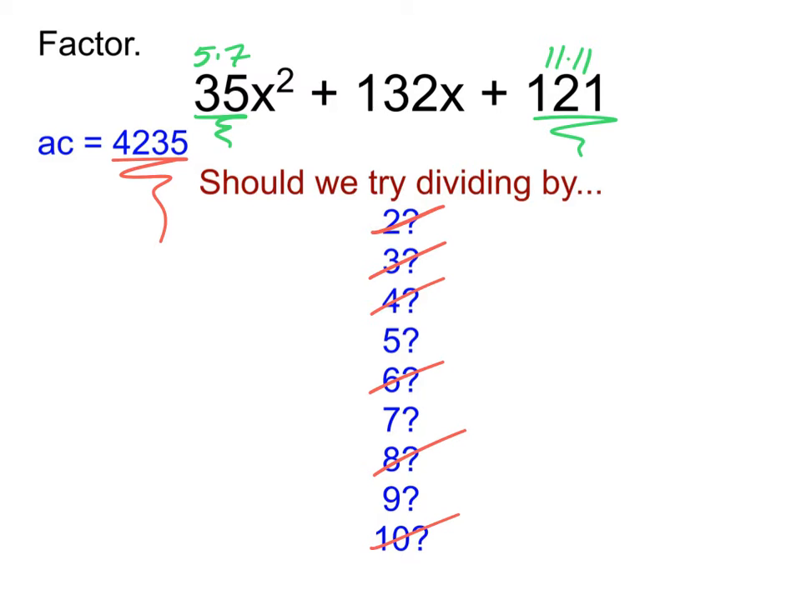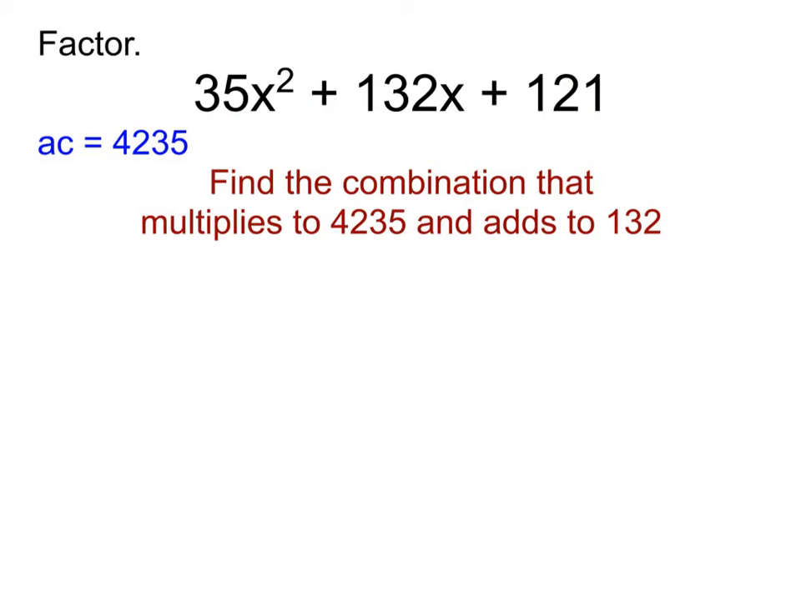All right? Should we check 5? Yes, because that was one of our numbers that we saw up here. All right, 7? Yeah, that's worth checking. 9? Well, 9 requires a 3, and 3 doesn't work. So for that reason, we could say no on 9. We don't even need to check the 9 either. And so if you're doing this kind of work in your head, you make it a lot easier for yourself to find the combination that multiplies to 4,235, but also adds to 132.